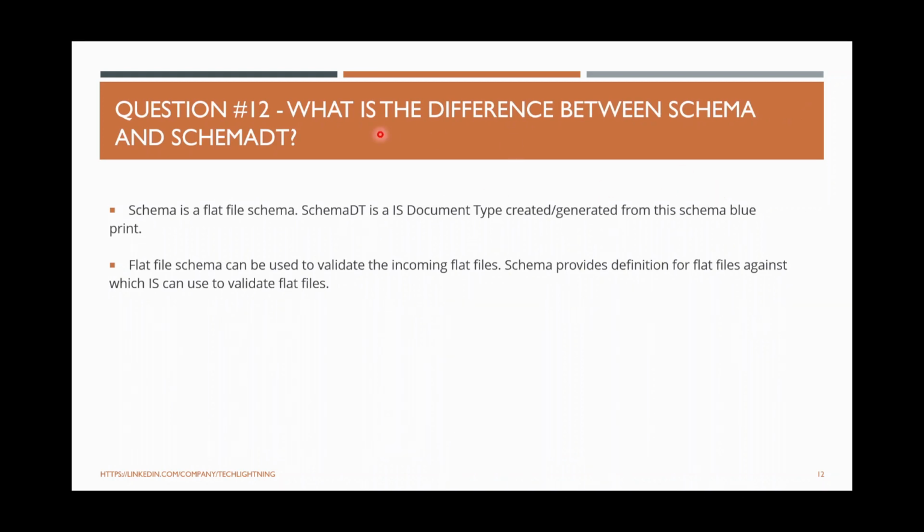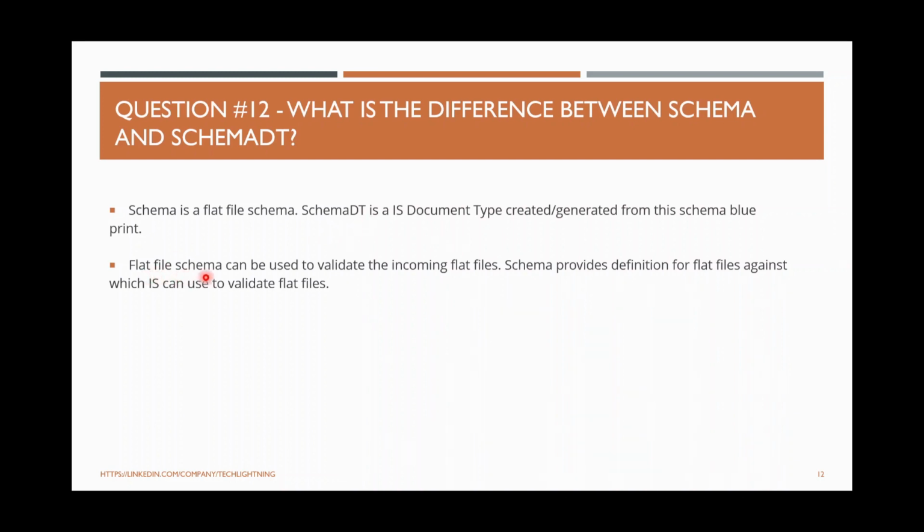What is the difference between schema and schema DT? Schema DT is nothing but a document type. Schema is a flat file schema, and schema DT is an IS document type created from the schema blueprint. When you create a flat file schema, if you want to create a structure, there will be an option to click an icon which will help to create the schema DT document, which is your document type for the particular schema.